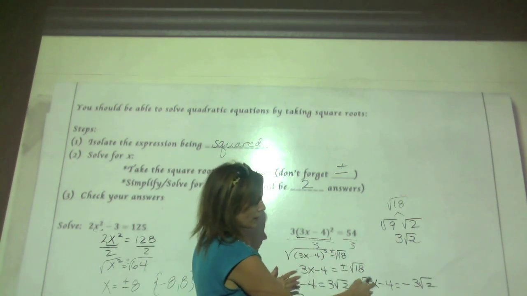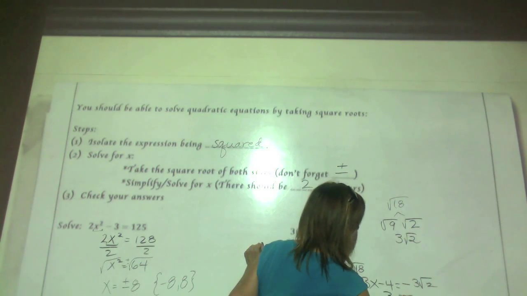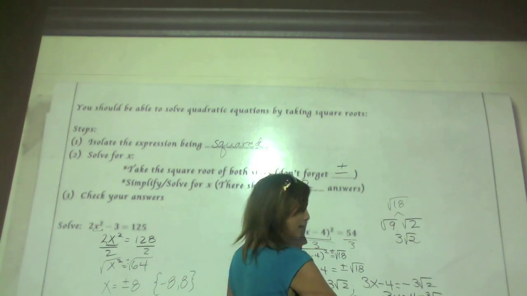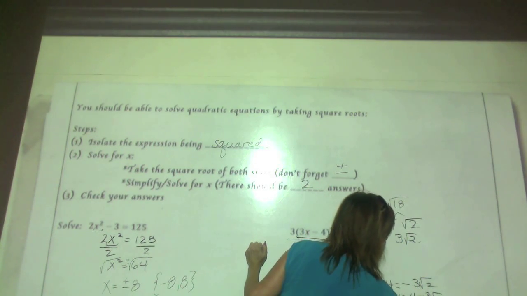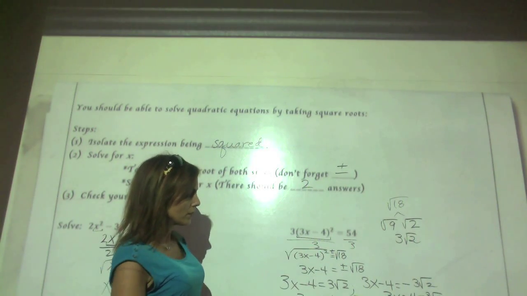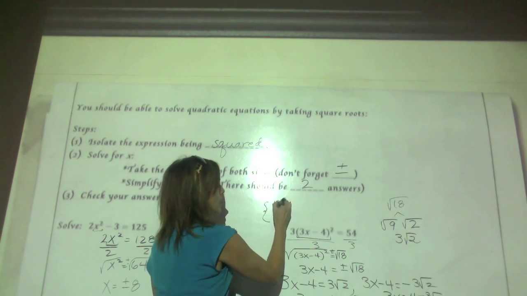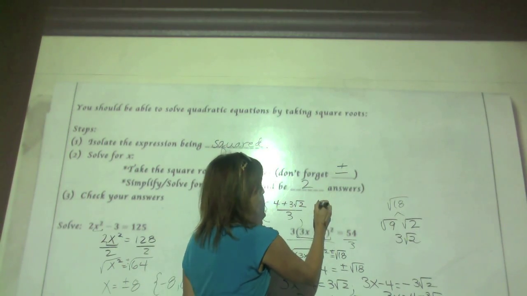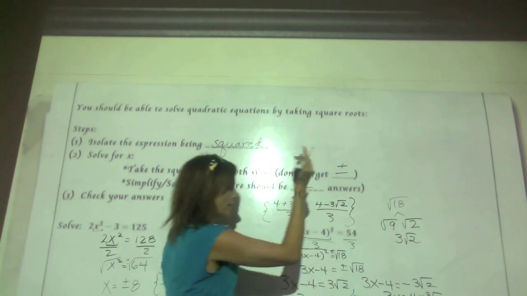Then I'm going to do the same thing over here. I add the 4. I'm going to keep it in front, but this time I've got a negative. So 3x is equal to 4 minus 3 radical 2. And then I'm going to divide out the 3. So x will equal 4 minus 3 radical 2 all over 3. So I've got my 2 answers, and then I would write my solution set in this way. 4 plus 3 radical 2 all over 3, comma, 4 minus 3 radical 2 all over 3.